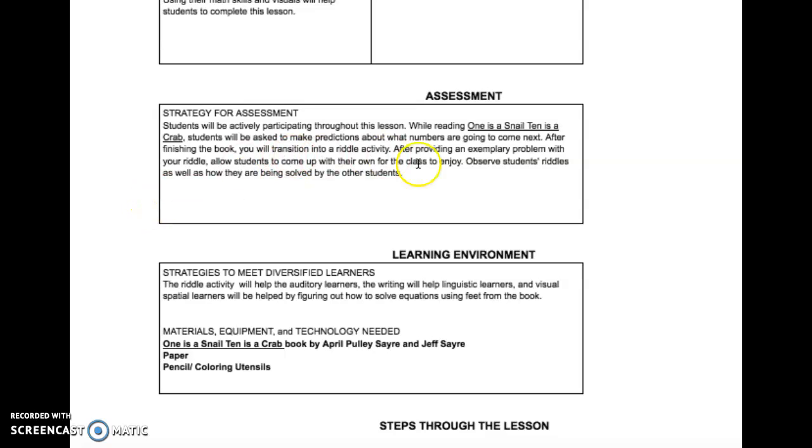After finishing the book, you will transition into a riddle activity. After providing an exemplary problem with your riddle, allow students to come up with their own for the class to enjoy. Observe students' riddles as well as how they are being solved by the other students.